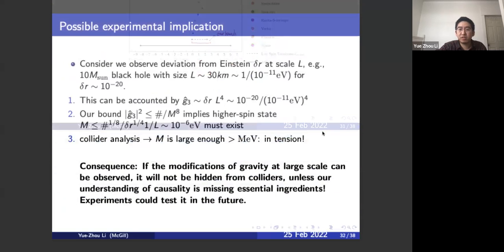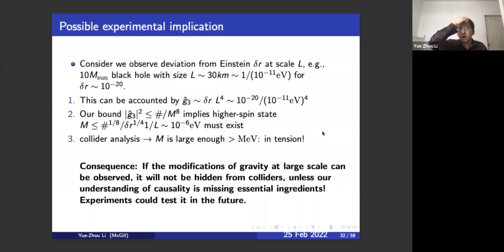And this last part is just a simple part on possible experimental implications. So if we consider that we observe some deviation from Einstein gravity, like for example delta R at scale L, and this deviation can be accounted for, for example, by R Riemann to the cube.